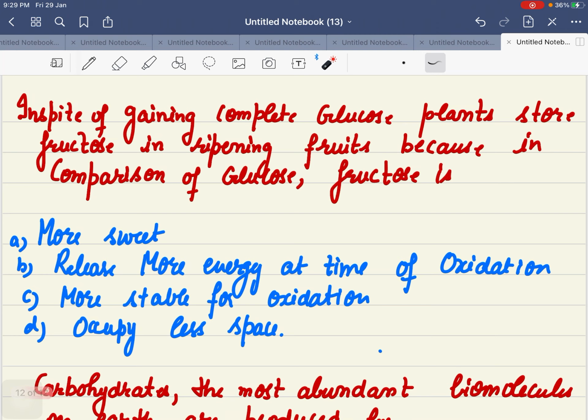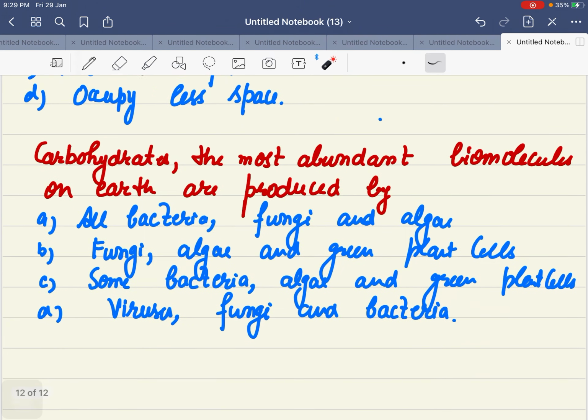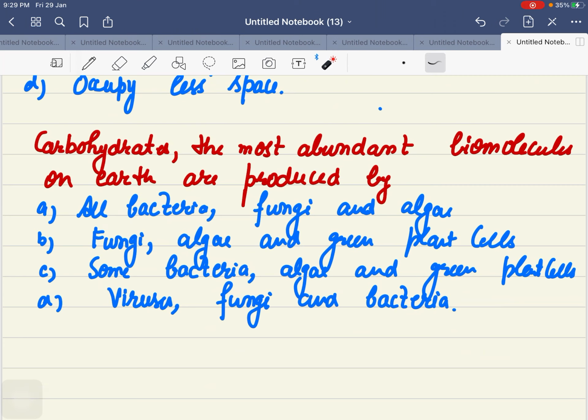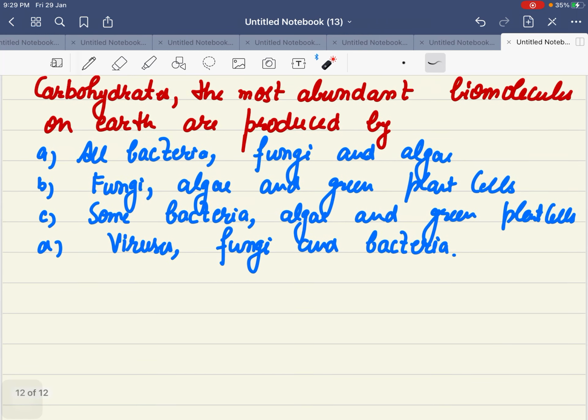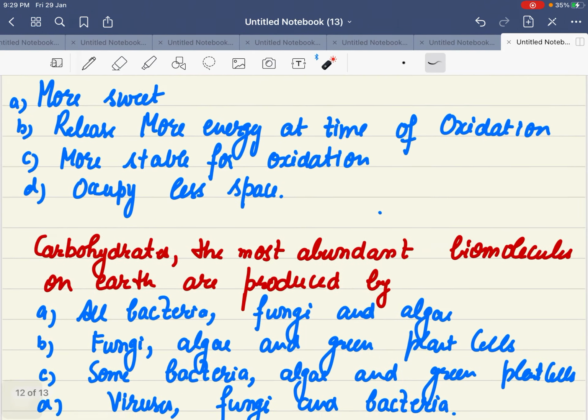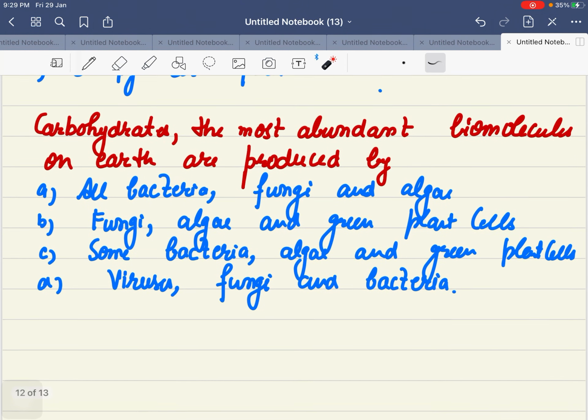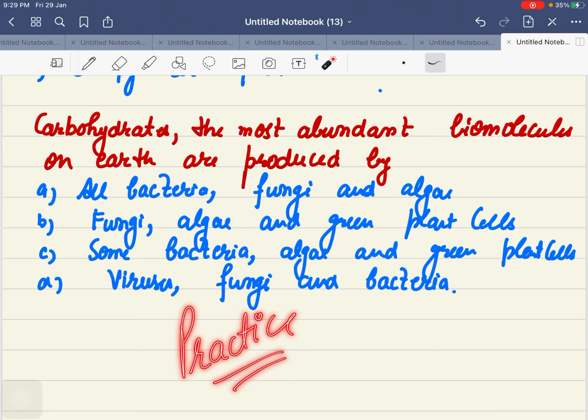In spite of gaining complete glucose, plants store fructose in ripening fruits because, as I just told you, fructose is the sweetest sugar, and fruits are very, very sweet. Carbohydrates are the most abundant biomolecules on earth. They are produced by some bacteria, algae, as well as green plant cells. So all these questions are for your practice, and you will definitely master biomolecules.